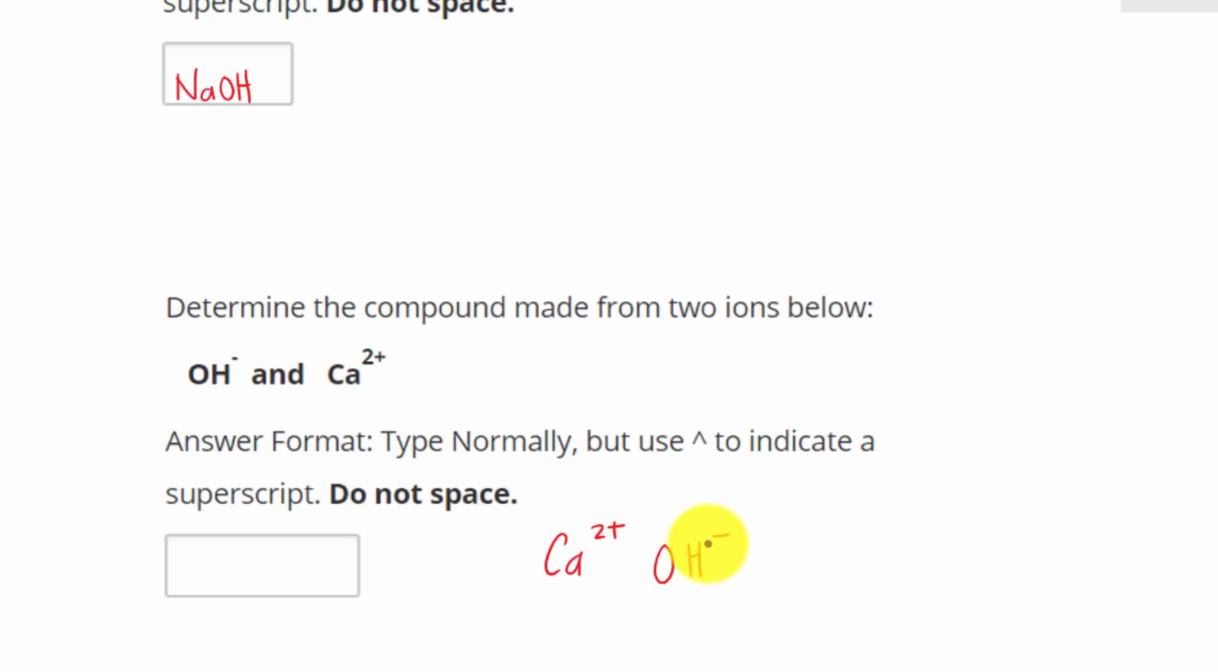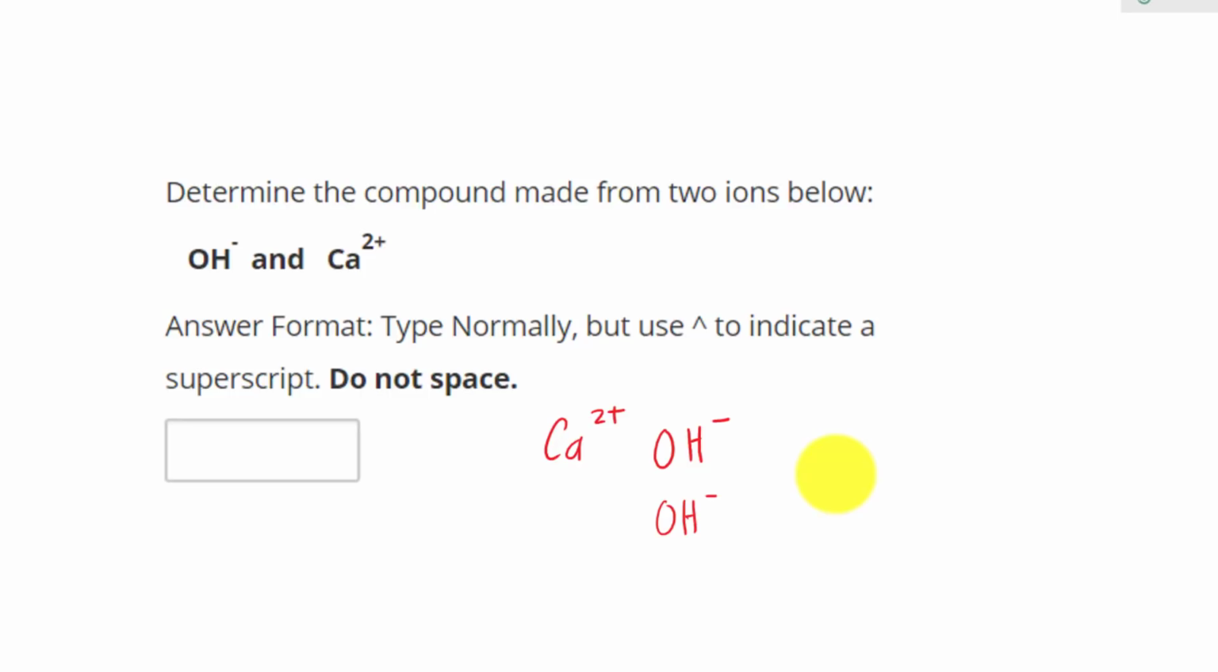So how many more of the minus do we need? How many more hydroxide do we need to cancel out the 2+? Well, we already have one minus ready. We need another one, so we need another OH-. And now we're going to have two OH-. So we rewrite this. But before we do any rewriting, I'm going to show you the crisscross method.